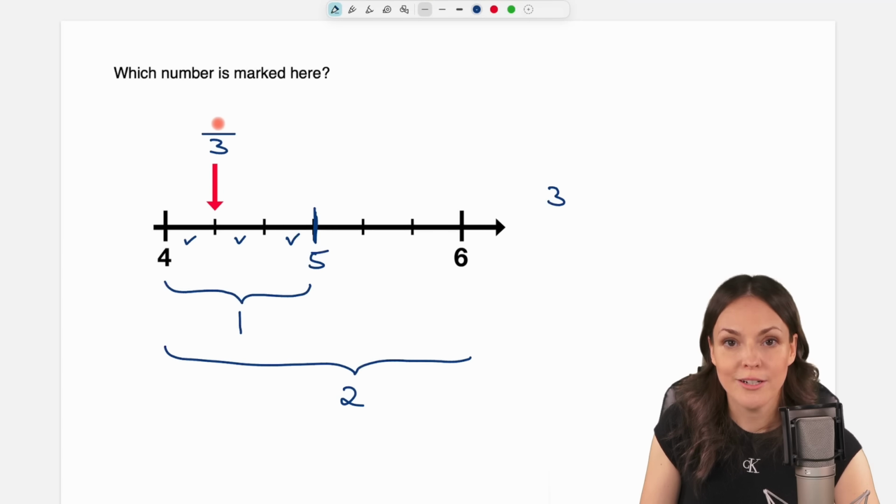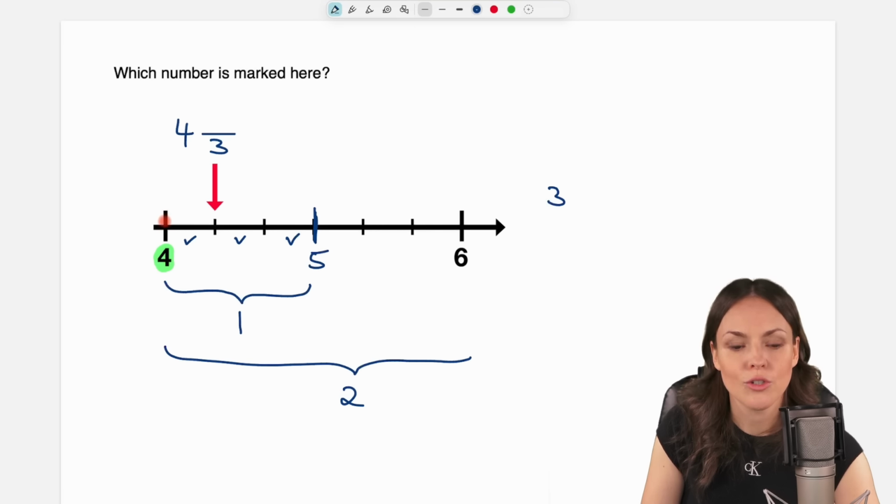To find the numerator, I go to the beginning of my number line. I see that it is a 4, so we know we're going to get a mixed number. I can take the 4 immediately and write it down here so that I don't forget it. But to find the numerator, I just count the small steps to get from here to my number, which is just one step. So 1 is my numerator, and this is my result.